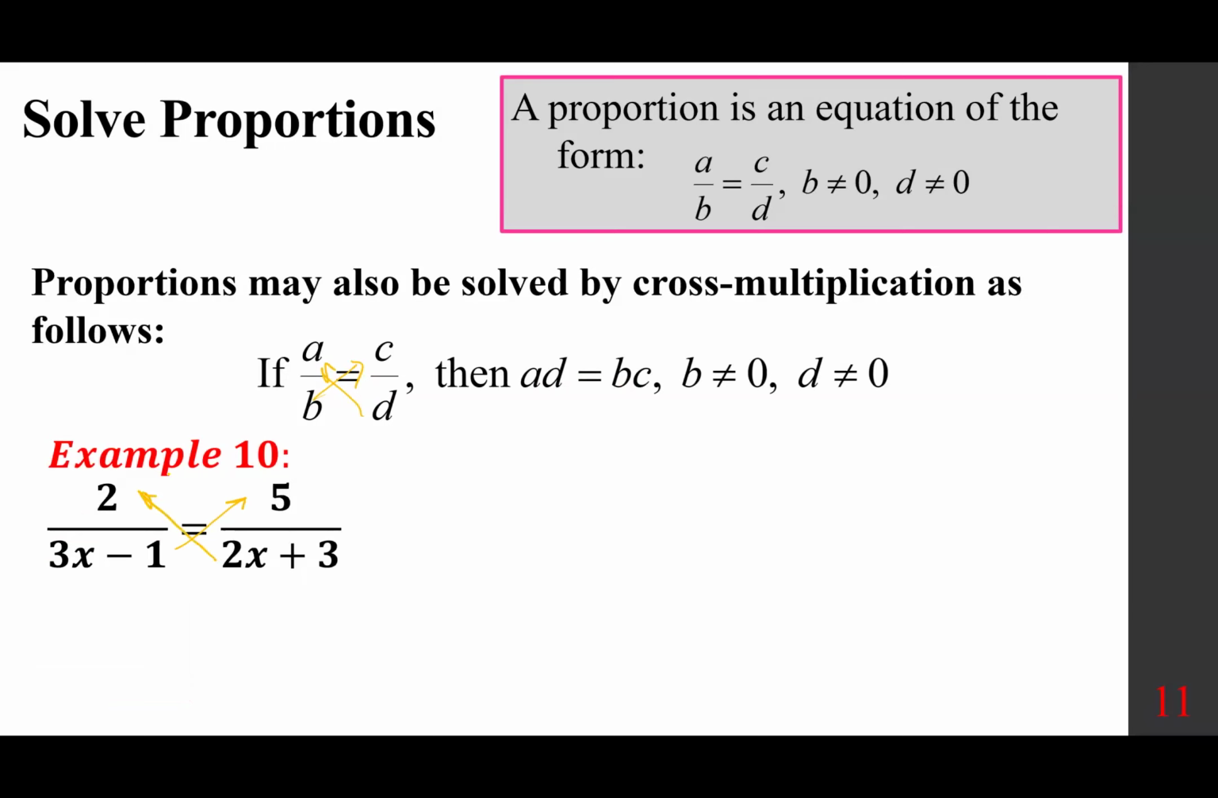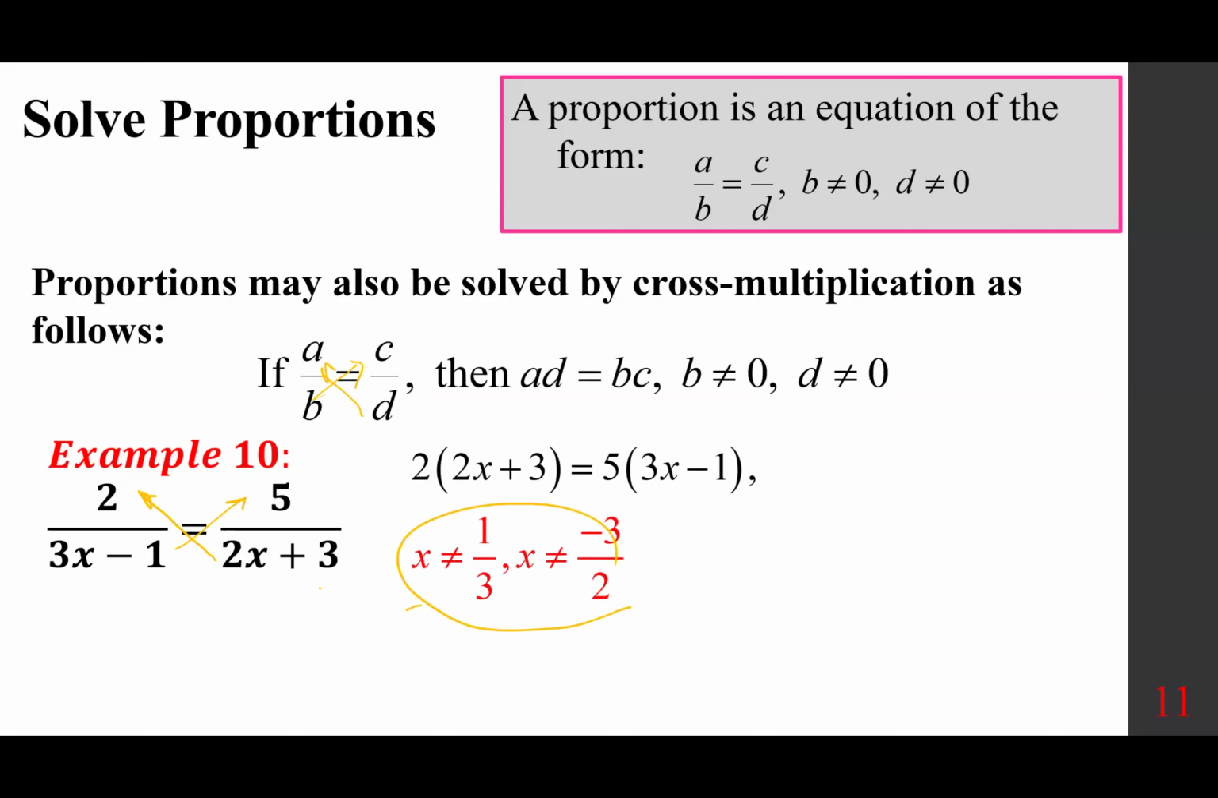So 2 times 2x plus 3 is 5 times 3x minus 1. And again, this goes for these two denominators. They cannot be 0. 3x minus 1 set equal to 0 becomes 1/3 excluded. 2x plus 3 set equal to 0, negative 3/2 excluded. When I say excluded, it means not equal to.